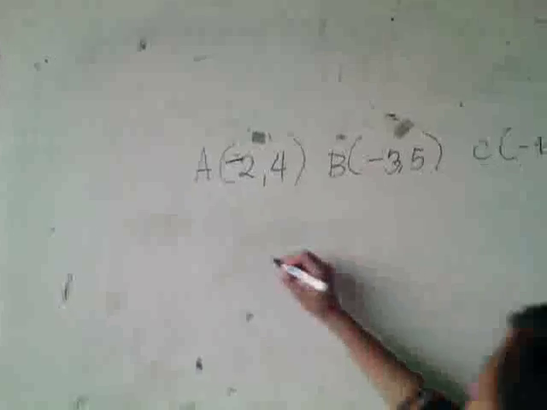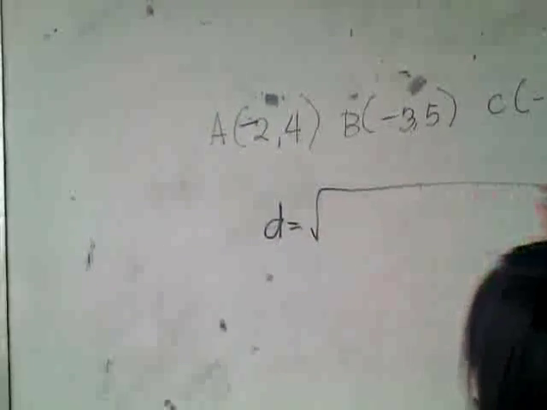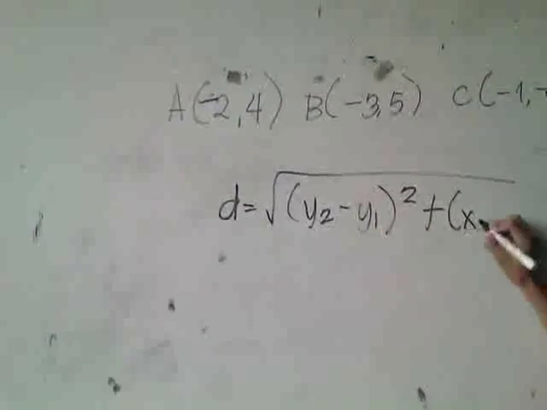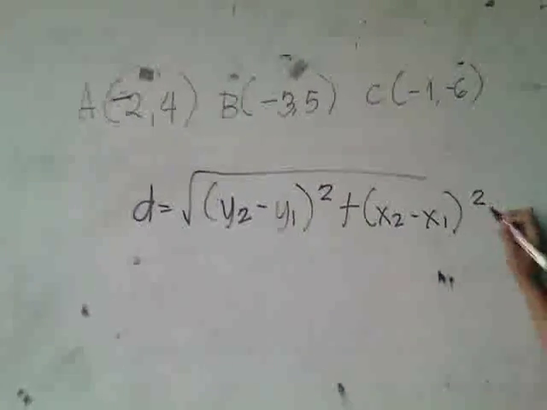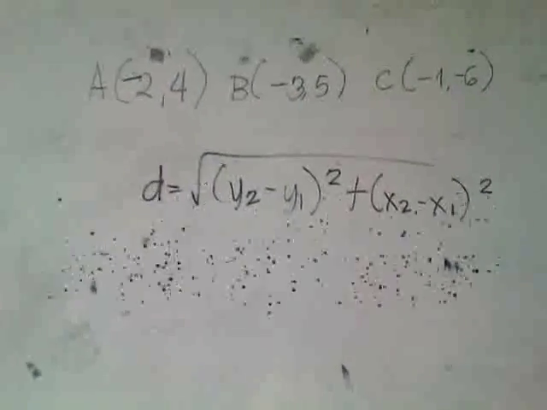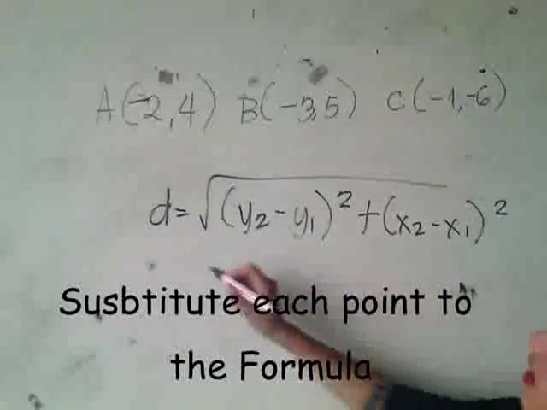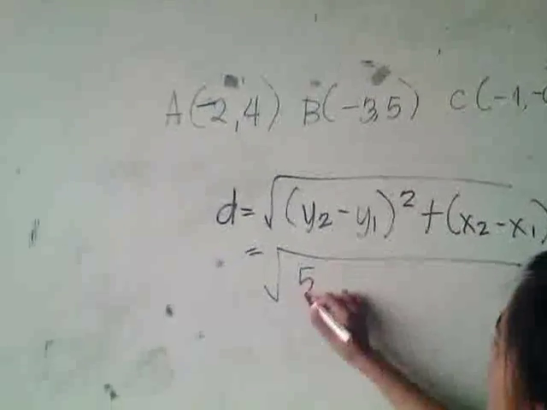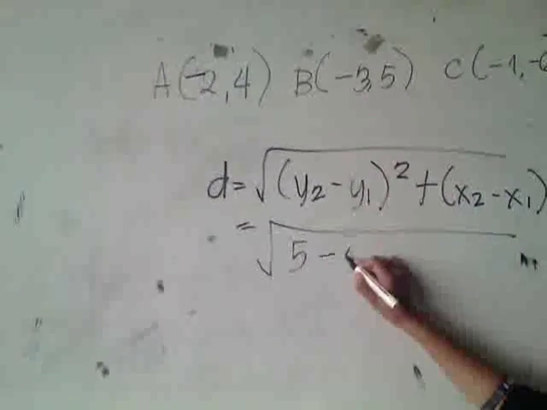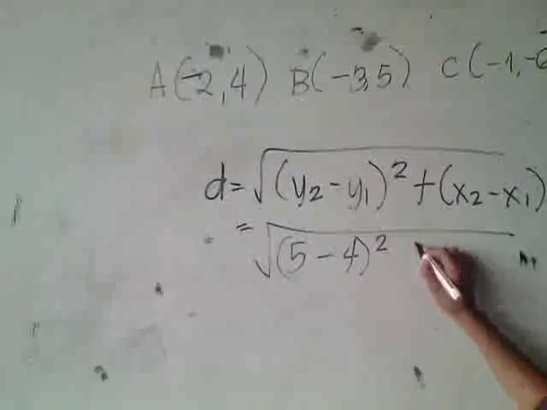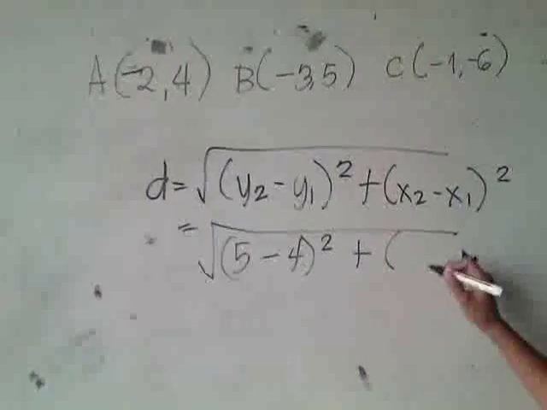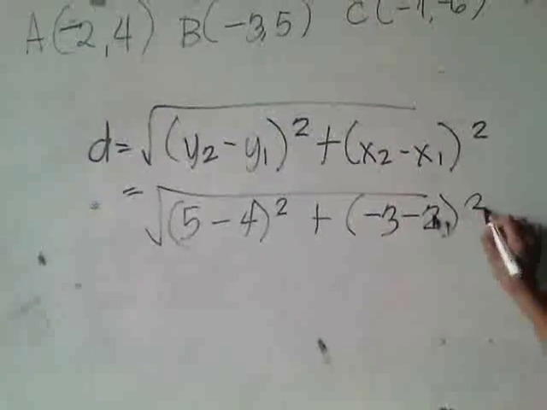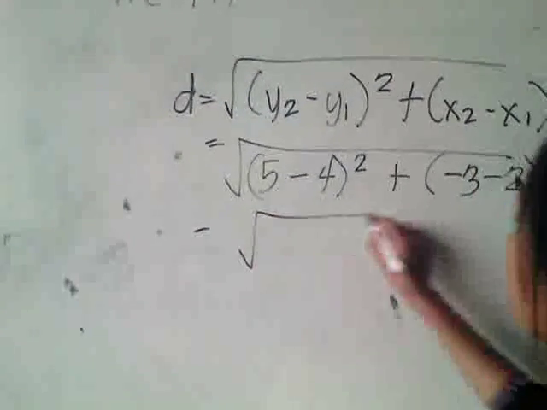So, the formula is d equals the square root of (y sub 2 minus y sub 1) squared plus (x sub 2 minus x sub 1) squared. First, we substitute each point into this. The y sub 2 is 5, minus the y sub 1, which is 4, squared, plus the x sub 2, which is negative 3, minus the x sub 1, which is 2, squared. So, next, we subtract.